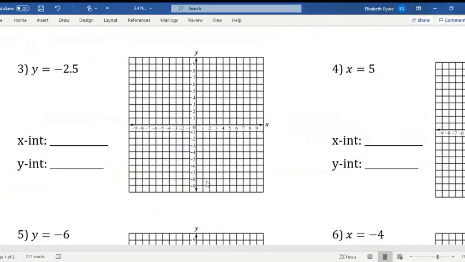All right, moving on to number 3. We got y equals -2.5. Okay, so y equals, go to your y-axis and put a dot at -2.5. Where do you think -2.5 is going to go, Jake? Well, Jake, what were you going to say? It's actually not going to go above 2. It's going to go right below -2 because it needs to be between -2 and -3 because it's -2.5. So you need to put a dot right between -2 and -3.